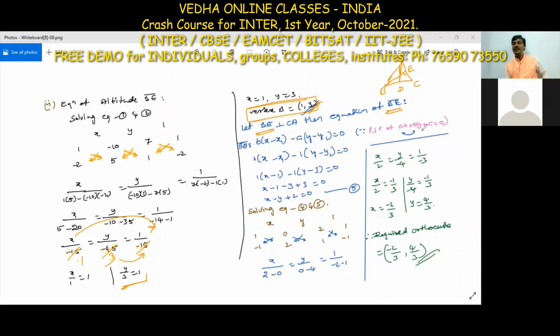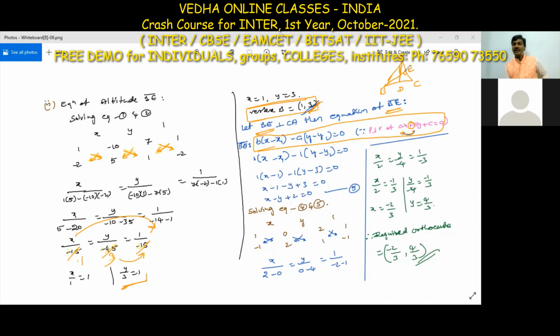How to find? For this, here is the formula. We are writing the formula. This is the formula: ax plus by plus c equals 0 is a line, and the perpendicular line formula is: just interchange the x coefficient and y coefficient, and change the sign in the middle. Just now we discussed, b into x minus x1 minus a into y minus y1 equals 0.